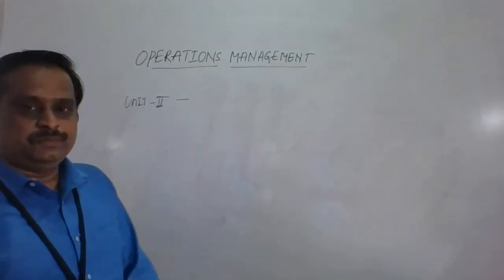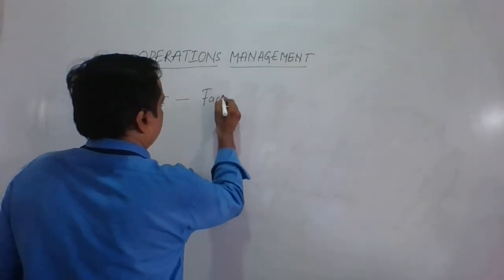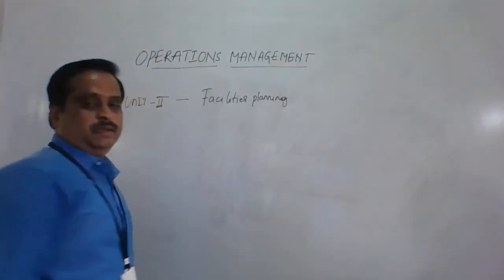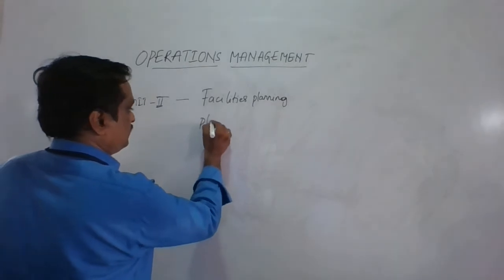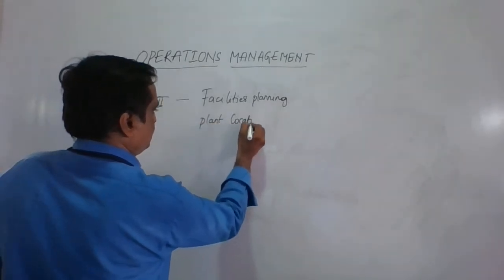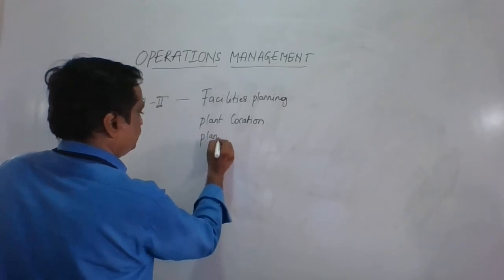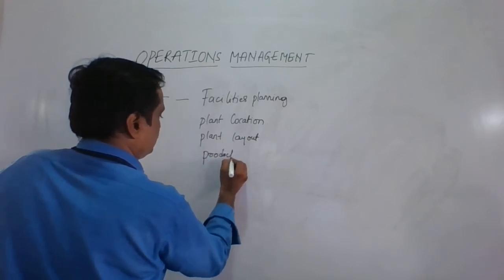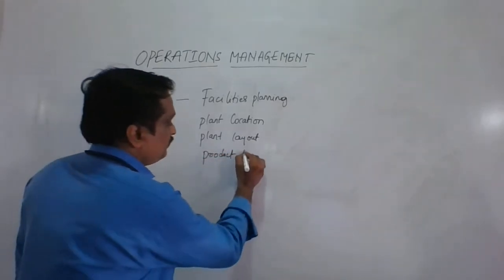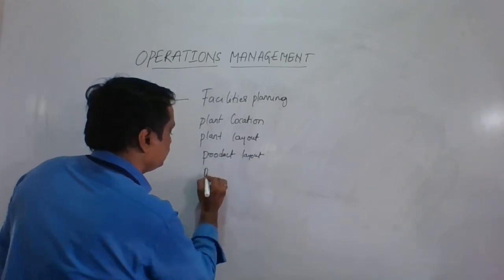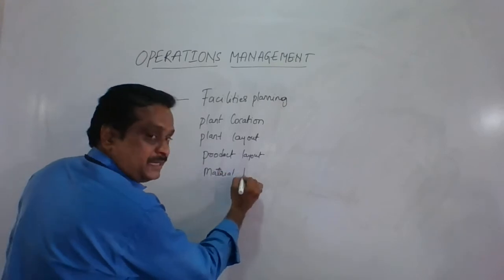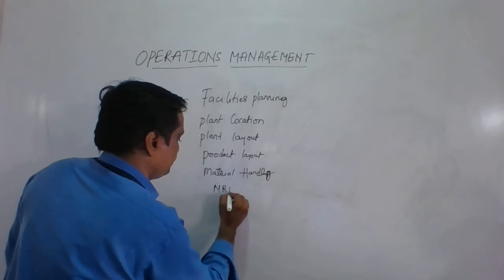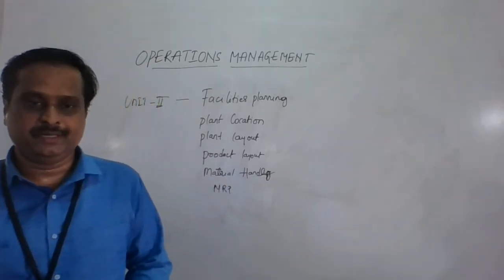So from unit 2, it is facilities planning. In this: plant location, plant layout, product layout, material handling, MRP. So these are the topics from the second unit.